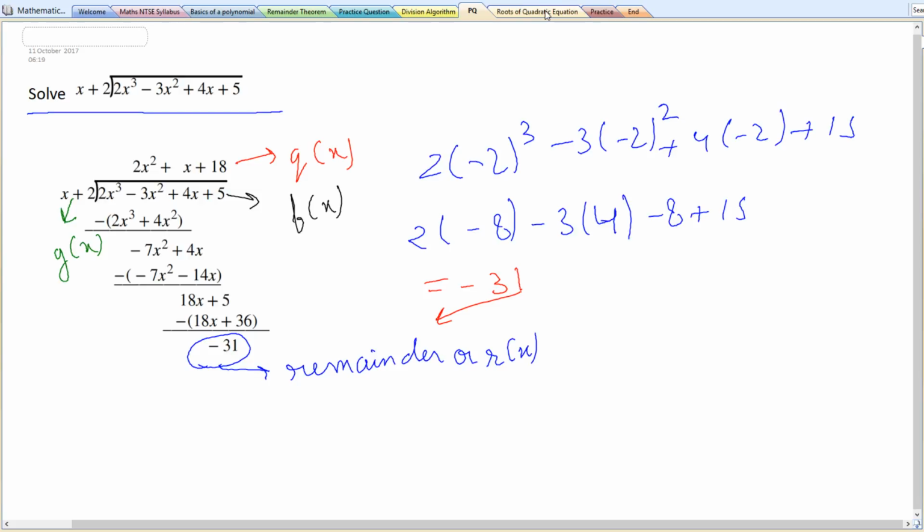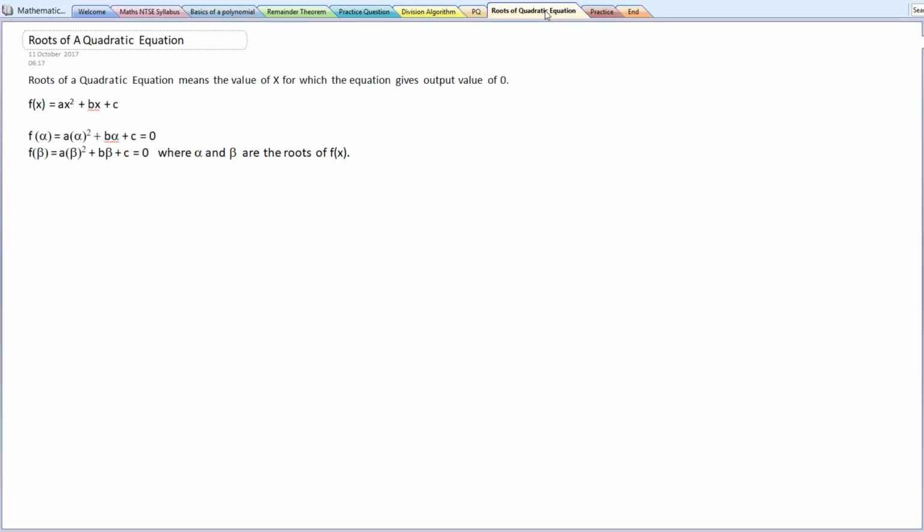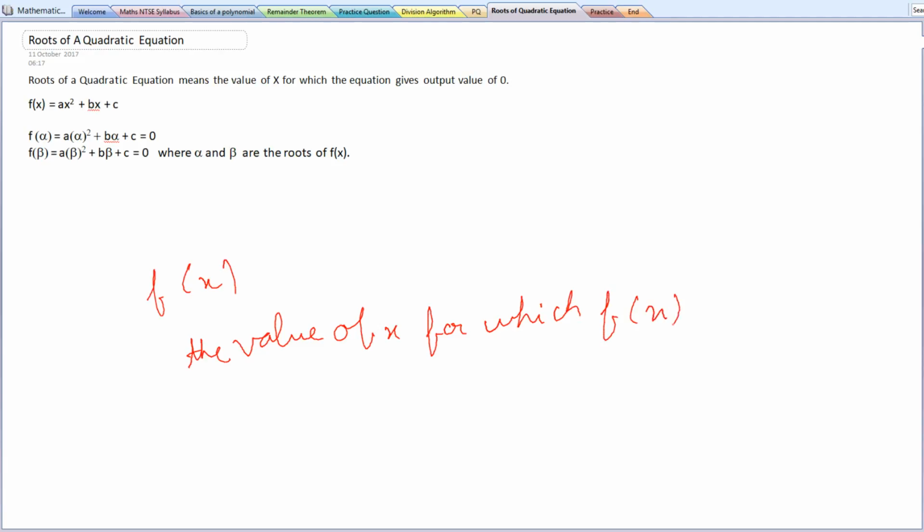Let's move on to the next part of our session, that is roots of a quadratic equation. So first of all, let's see what roots of a polynomial mean. Let's say we have a polynomial fx. So the value of x for which fx is equal to 0.